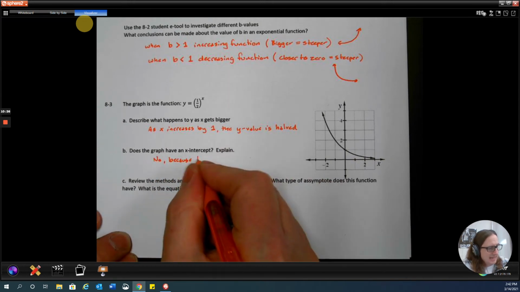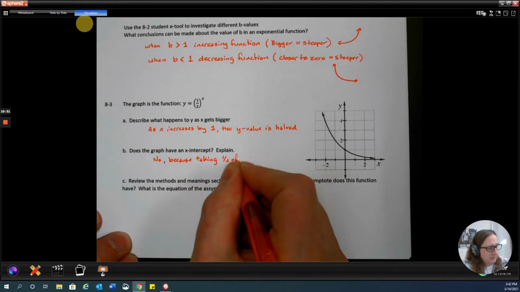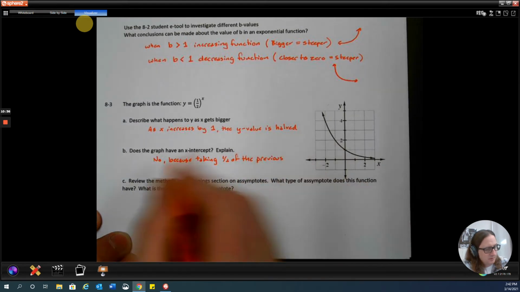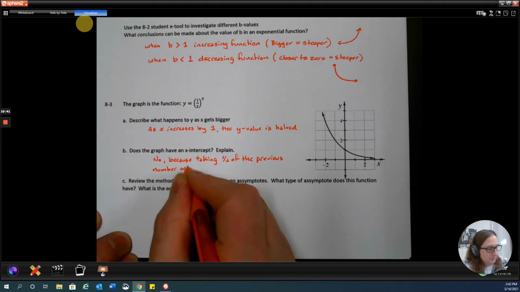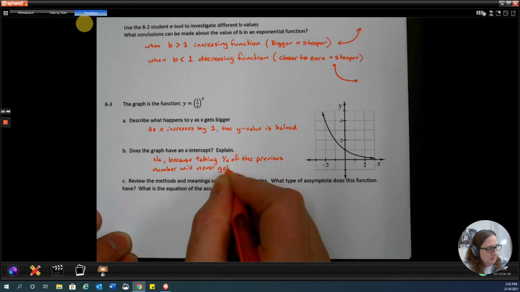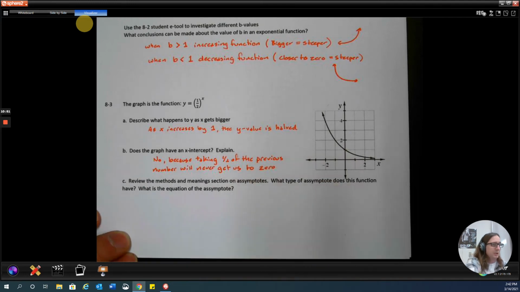Because taking half of the previous number will never get us to 0. So the y value can never get down to 0. And remember, with our x-intercepts, our y value is always going to be 0. So there we go. We don't have an x-intercept.